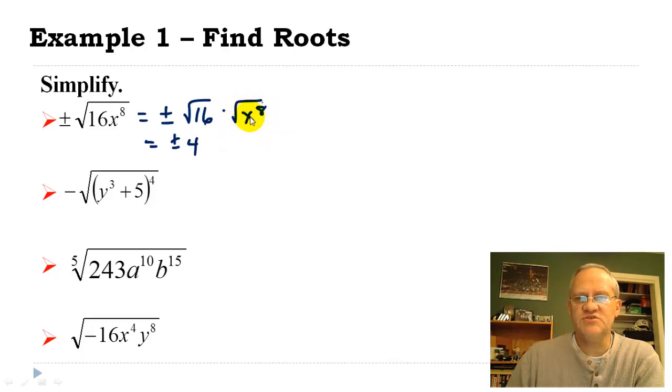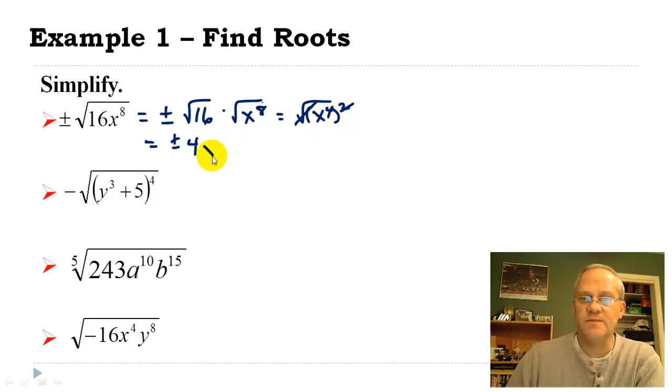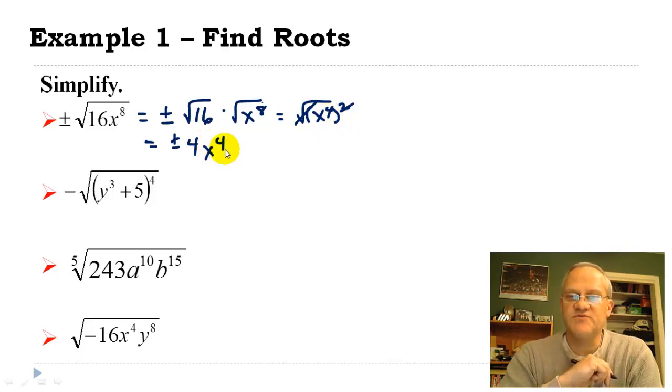First thing that you can do is break this down and go, well, what could I do to write this x where I'm going to have x something raised to the second power? So I'm going to have here a parentheses. If I get something raised to the second power, then that second power could cancel out that square root. Well, what would that be if it's x to the 8th? It would be x to the 4th raised to the second power. Then the square root could cancel the second power and leave us with x to the 4th. Okay? So plus or minus 4x to the 4th.